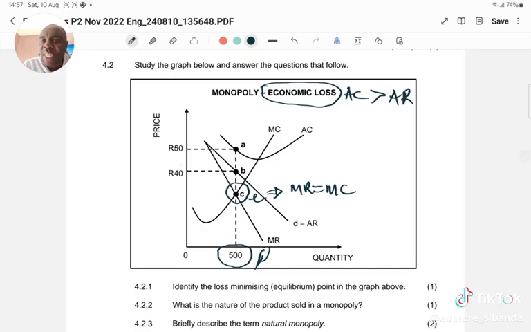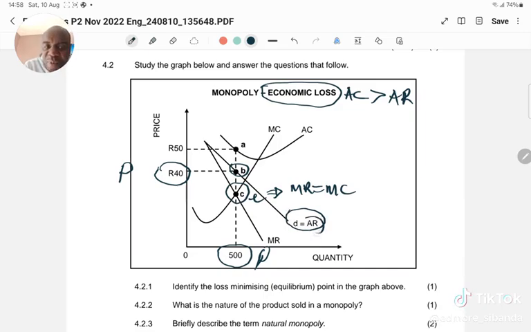Let's move on. What about this 40 that we see here? This 40 is the price at which the product is going to be sold. How did I come to that conclusion? Let's go to letter B. So this 40 is as a result of letter B here. And letter B is lying on the demand is equal to average revenue curve.